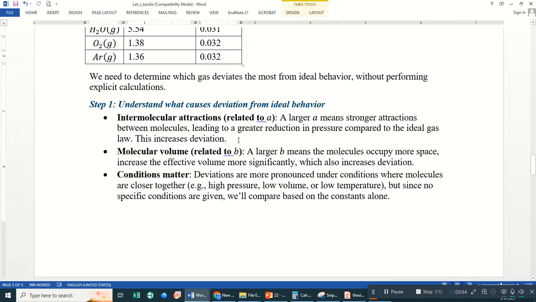Next, the excluded volume, that is b. A larger b means molecules occupy more space, which increases the effective volume more significantly and also increases the deviation. In the last video we discussed a and b, what the excluded volume is, and what our effective volume is.